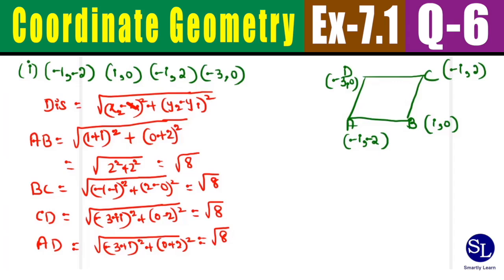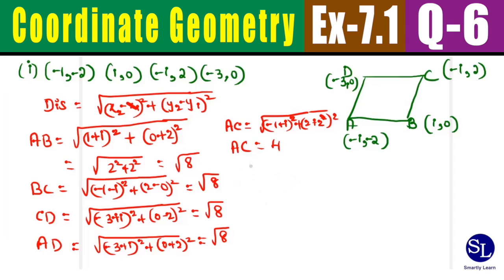We cannot stop here because there are two quadrilaterals that are possible. Since all the sides are equal, I can claim it to be a square, or I can claim it to be a rhombus. So in order to shortlist out of these two, let's calculate the distance of the diagonal. So AC is going to be square root of (-1 plus 1) the whole square plus (2 plus 2) the whole square. So this is 4 the whole square. If I take a root, it is simply going to be 4. So AC is equal to 4.